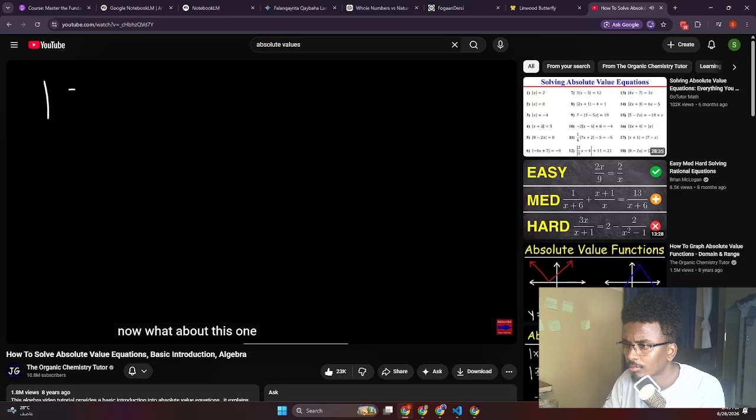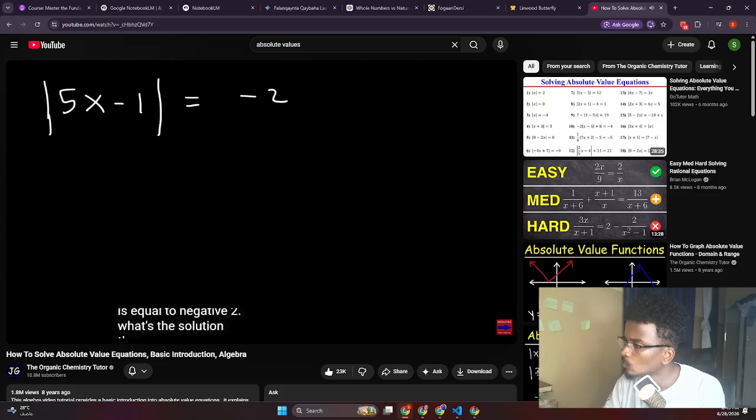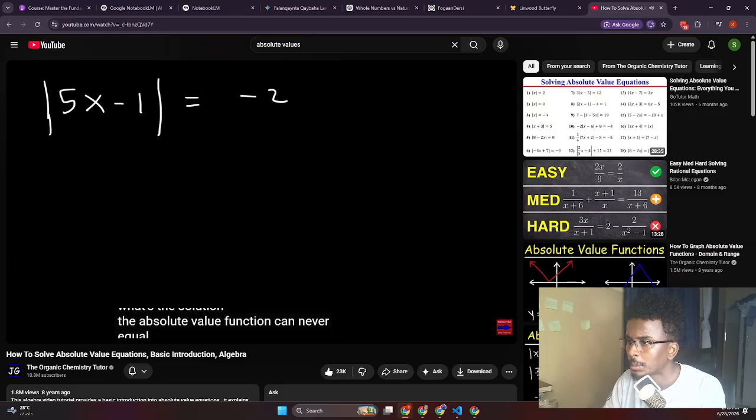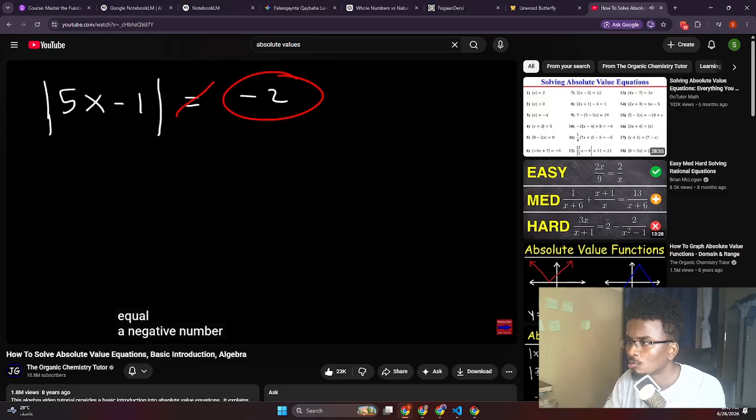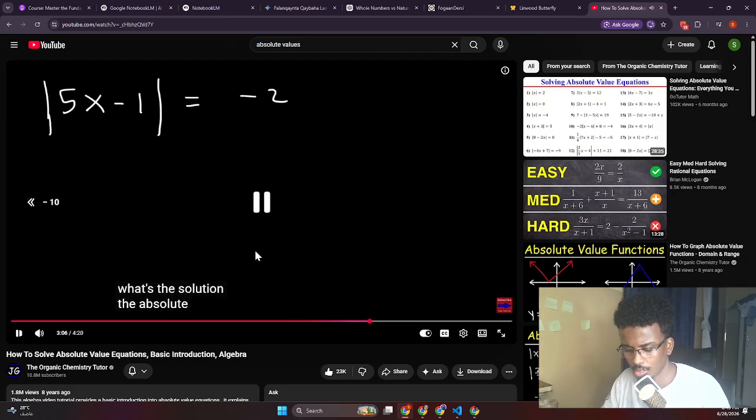Now what about this one? The absolute value of 5x minus 1 is equal to negative 2. What's the solution? The absolute value function can never equal a negative number, so there's no solution for this particular example. It can only equal 0 or a positive number.